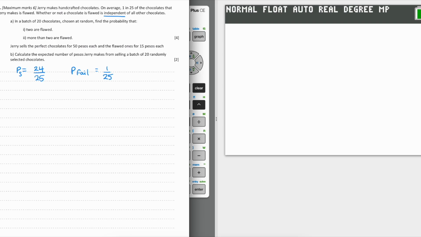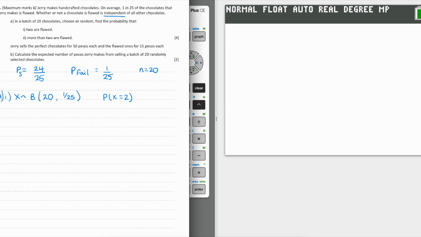So in a batch of 20 chocolates, n is equal to 20. They're chosen at random, and we want to find the probability that 2 of them are flawed. So for this one, we can see that x is distributed binomially, and we have 20 for our n value. The probability of success is actually the probability of fail here. It's the one we're asked about. And we want to find what happens when x is 2. We want to know what happens when 2 are flawed.